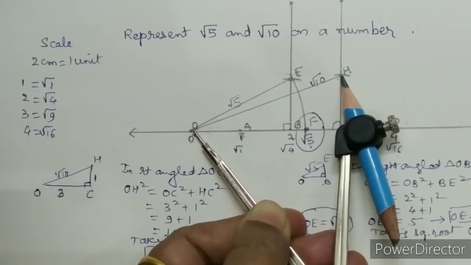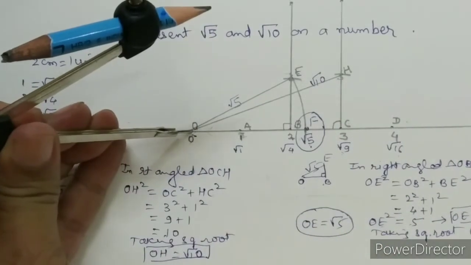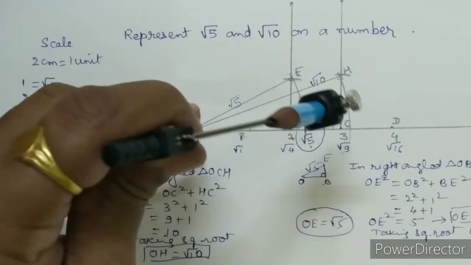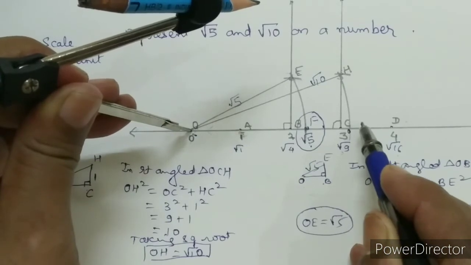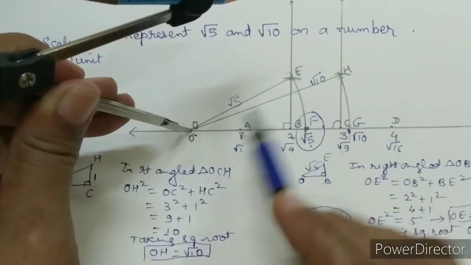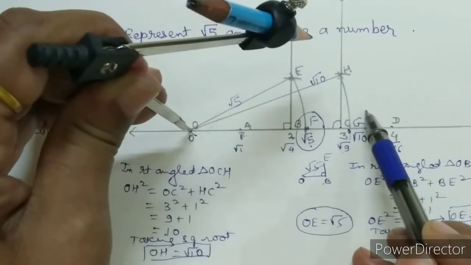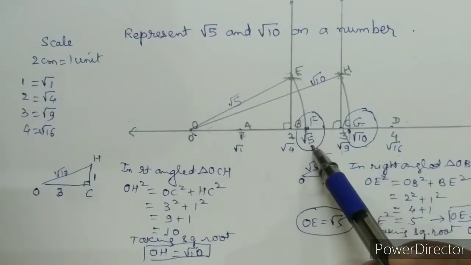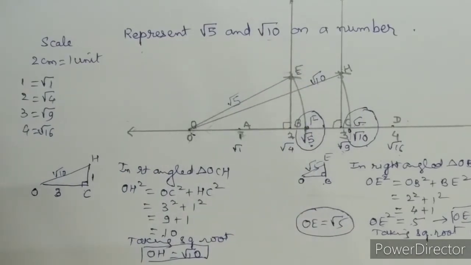Take the distance square root 10 between the tips of the compass and place the steel tip at point O and draw an arc. This arc intersects this line at point G, and this G represents square root 10 because OH is square root 10 and we have taken the same distance. Thus point G represents square root 10 and point F represents square root 5. In this way we have represented square root 5 and square root 10 on the number line.